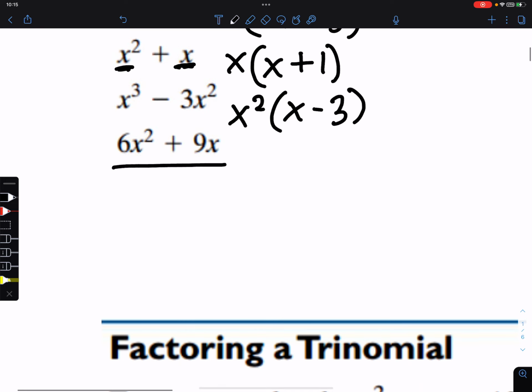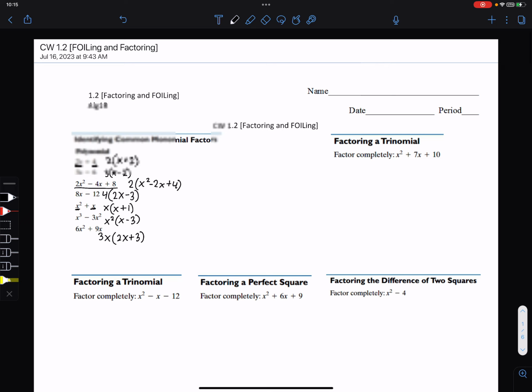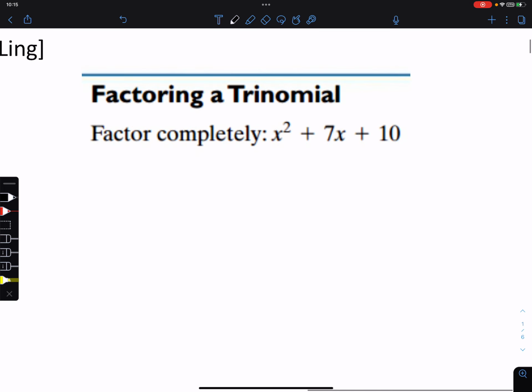Here, they both have an x in them, yes, but what else do they also have in common? Also, whenever you're factoring, think of can I do more? Yes, they also have a 3 in common, so 2x plus 3. Great. Now factoring a trinomial.